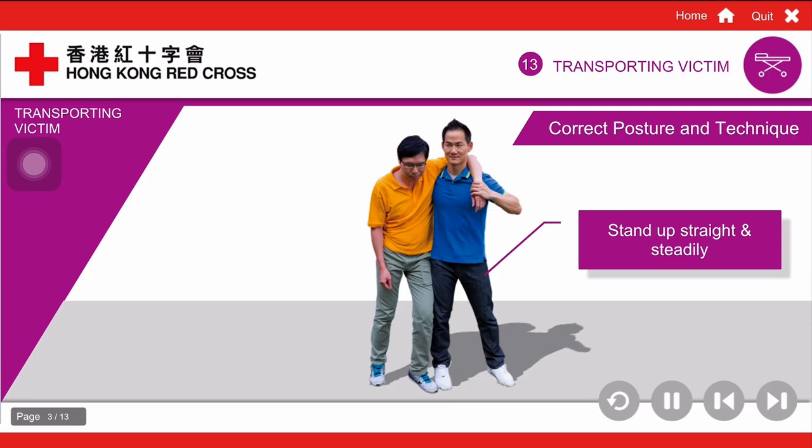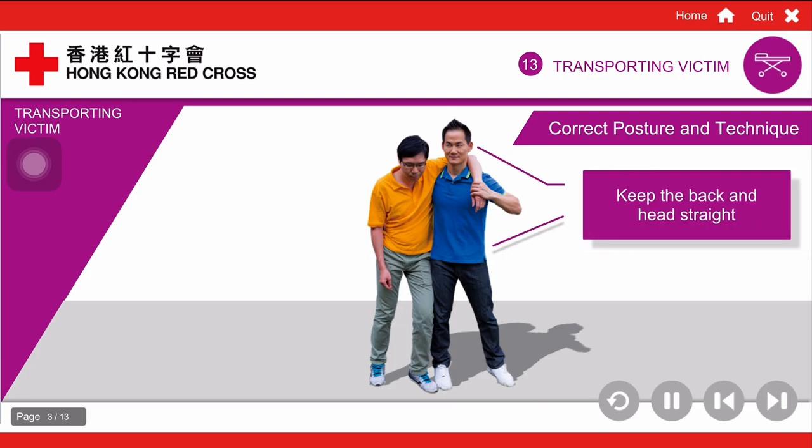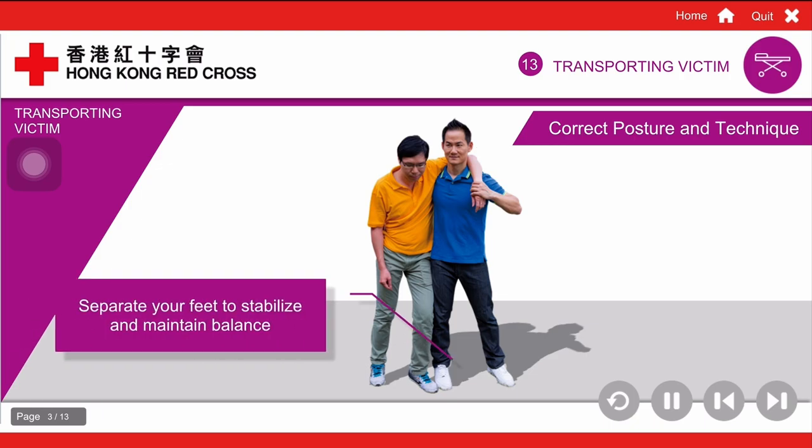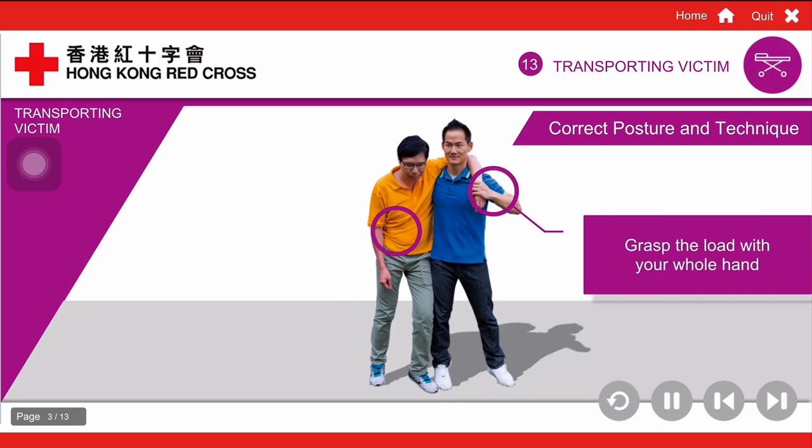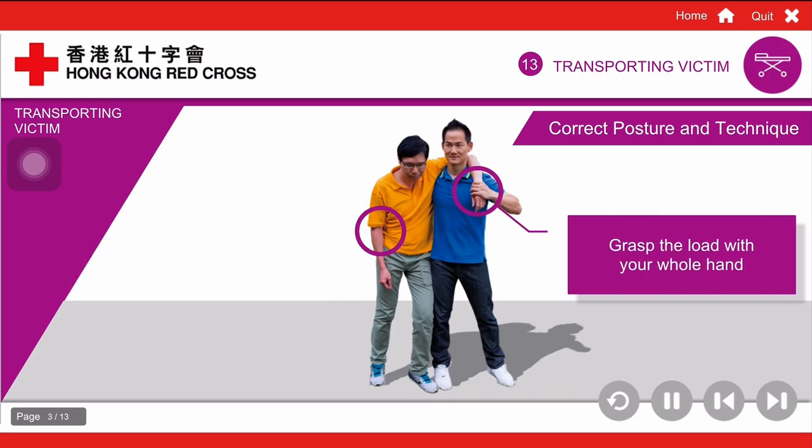First, you need to ensure you can stand upright and steadily. Keep the head and back straight. Maintain a natural posture. Make sure your feet are comfortably apart to maintain a well-balanced posture. Position yourself as close as possible to the victim's body, and use your shoulders to support the victim's weight. When you hold the victim, don't use your fingers, but your whole hand to strengthen the grasp.